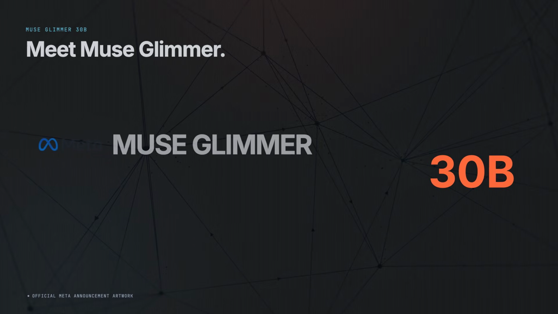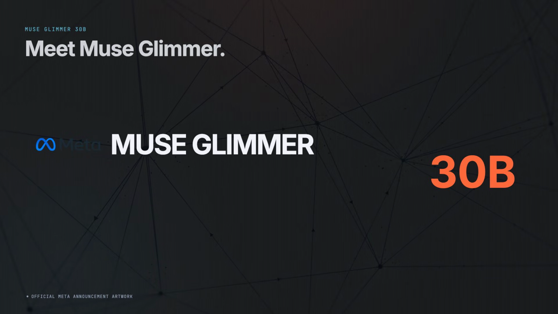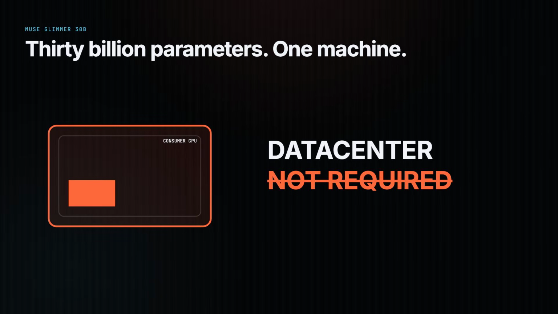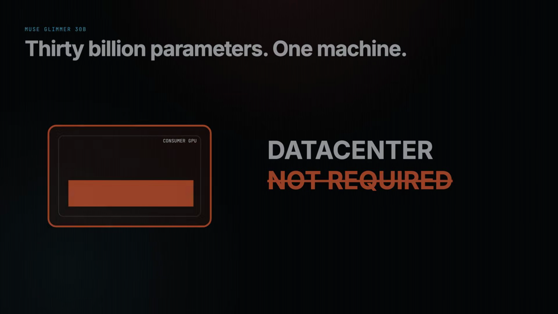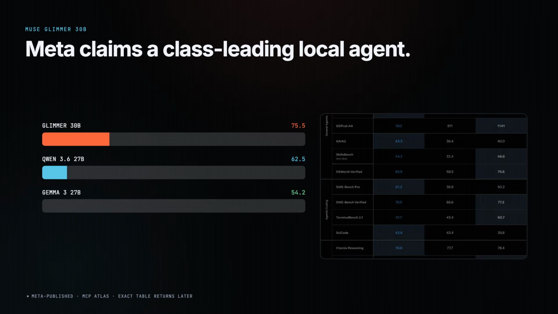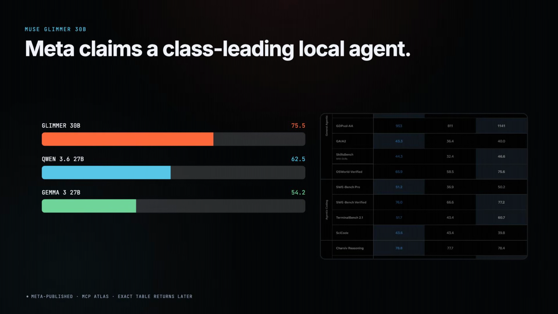Muse Glimmer is a 30 billion parameter agentic model from Meta. And today, its weights are free for anyone to download. Not for a data center, for one consumer GPU, the kind inside a gaming PC, or a MacBook. Meta says it outperforms every model in its size class on agentic tool use. And it says so with published tables.